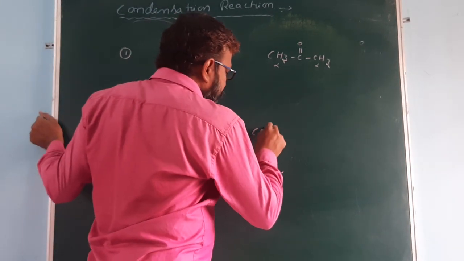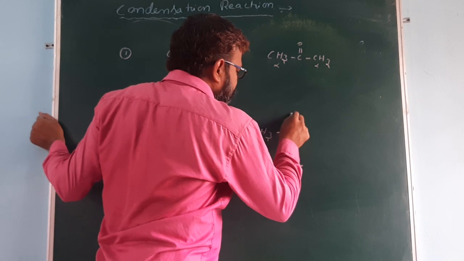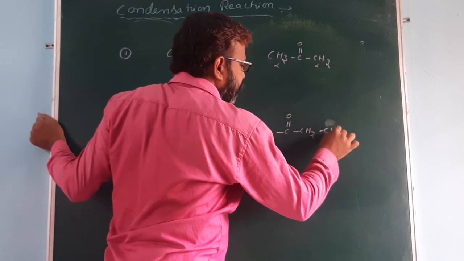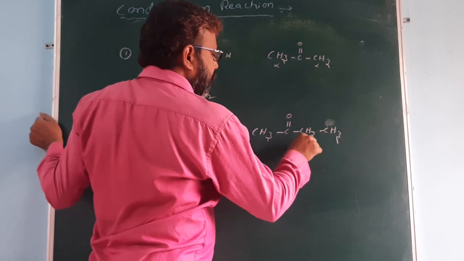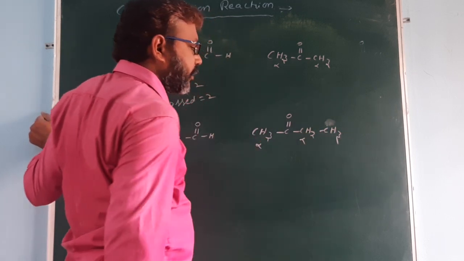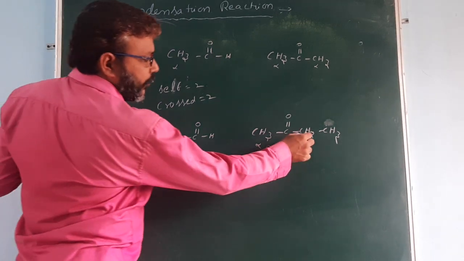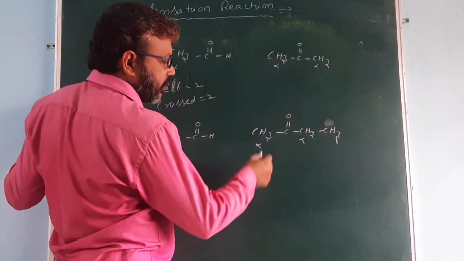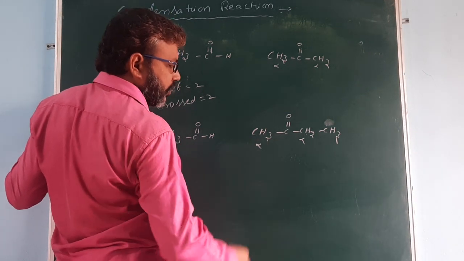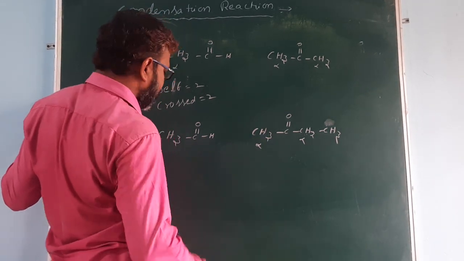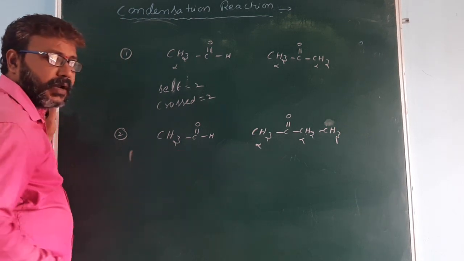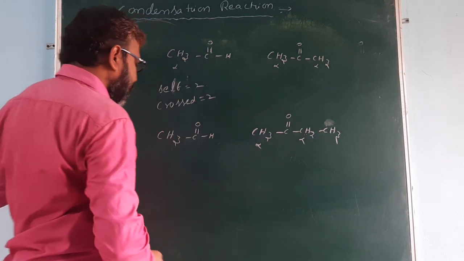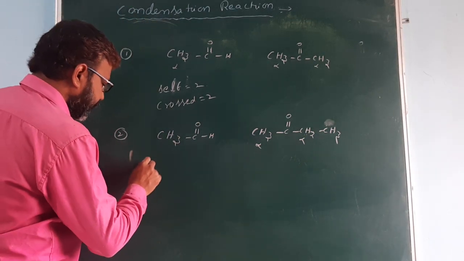Another example: one carbonyl group has only one type of alpha hydrogen, and another carbonyl group has two types of alpha hydrogens. So this is an alpha carbon, and this is also an alpha carbon. This alpha carbon undergoes self-aldol condensation, and you get one product. This alpha carbon gives another product, and this alpha hydrogen gives another product. So the total number of self-aldol condensation products is 3.